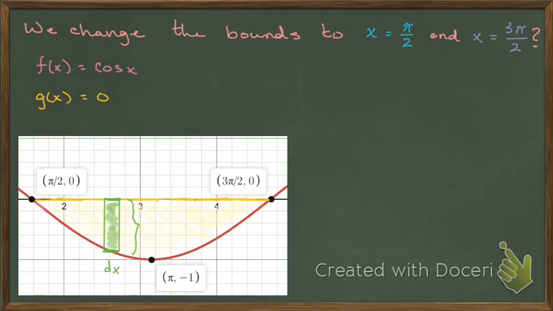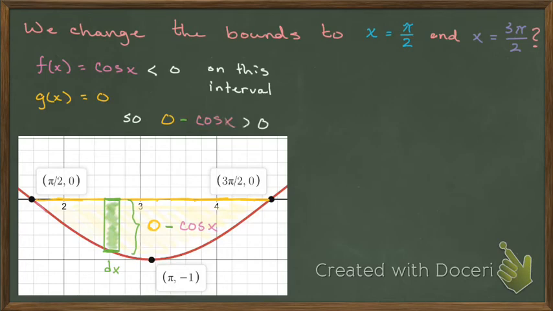This isn't really just cosine of x anymore, right? If I think about that height as being a positive height, then what I'm going to want to do is take the top function, 0, minus the bottom function, cosine of x. And the important thing to remember here is that cosine of x in this region is negative, okay? Cosine of x is negative on this interval. So 0 minus cosine is actually positive, right? 0 minus a negative number is a positive number. So what I should be getting from this is a positive area.